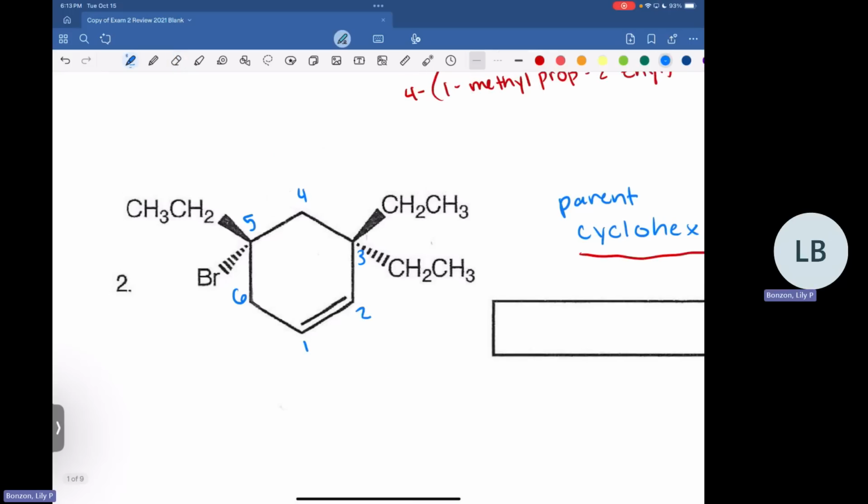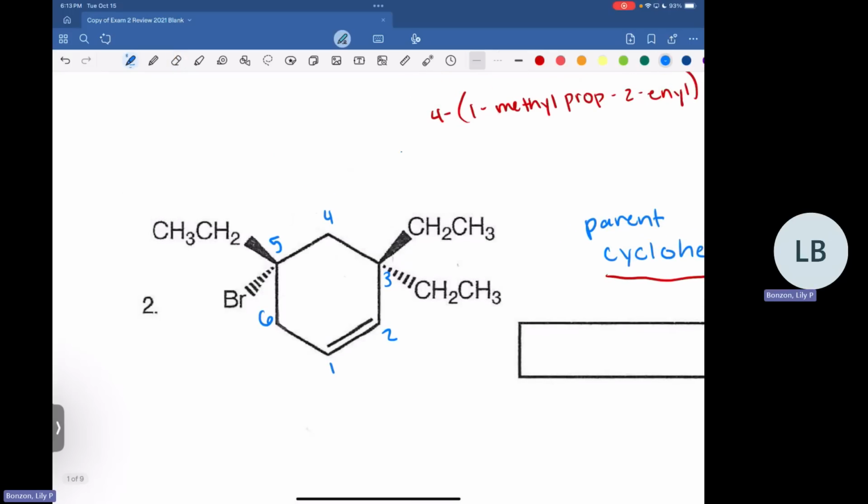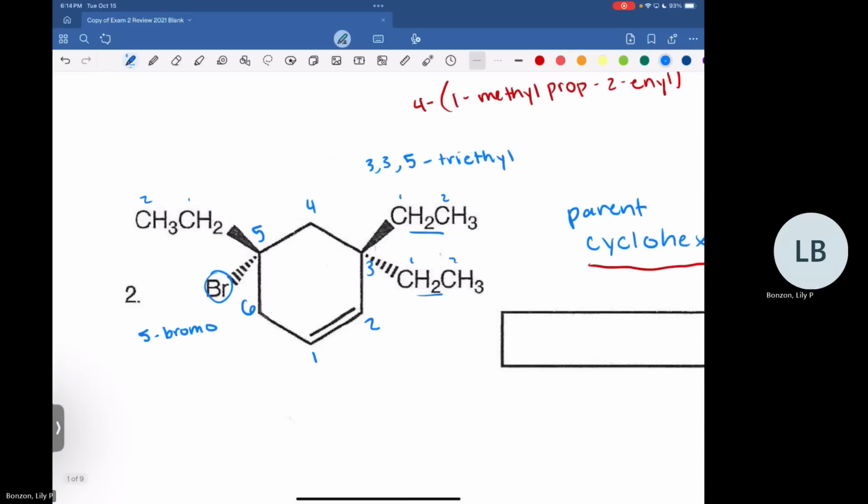Okay. So now we have to actually name the substituents. We know that we have some ethyl groups here. They're 2 carbons, so these are all ethyl groups. So we have 3,3,5-triethyl. And then our last substituent is going to be this bromo. So this one's going to be 5-bromo. And those are all our substituents.